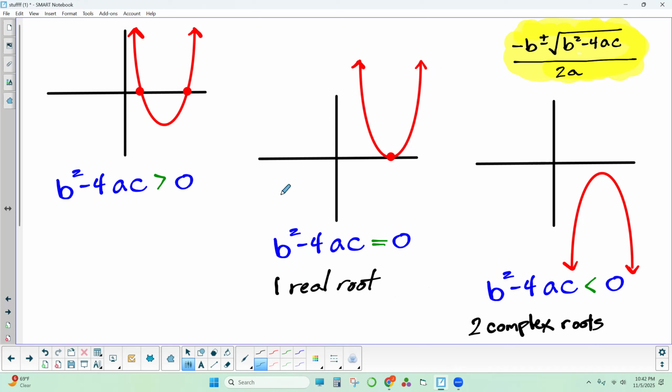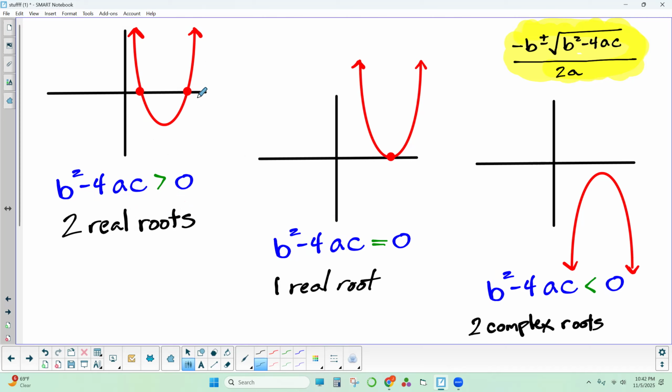Okay? And then the third is the discriminant is greater than zero. Greater than zero. So if it's greater than zero, what this means is we have two real roots. And as you can see on the graph, it passes through twice, two real roots.